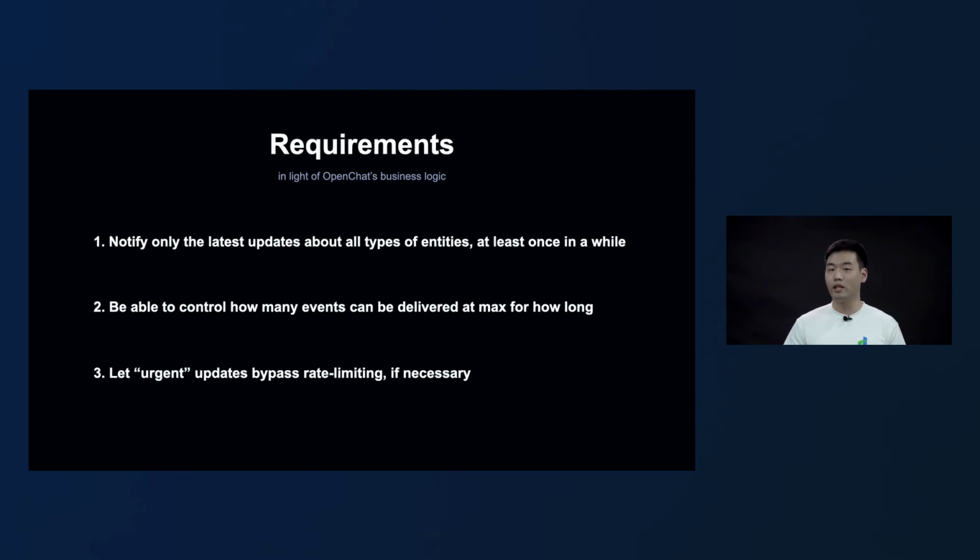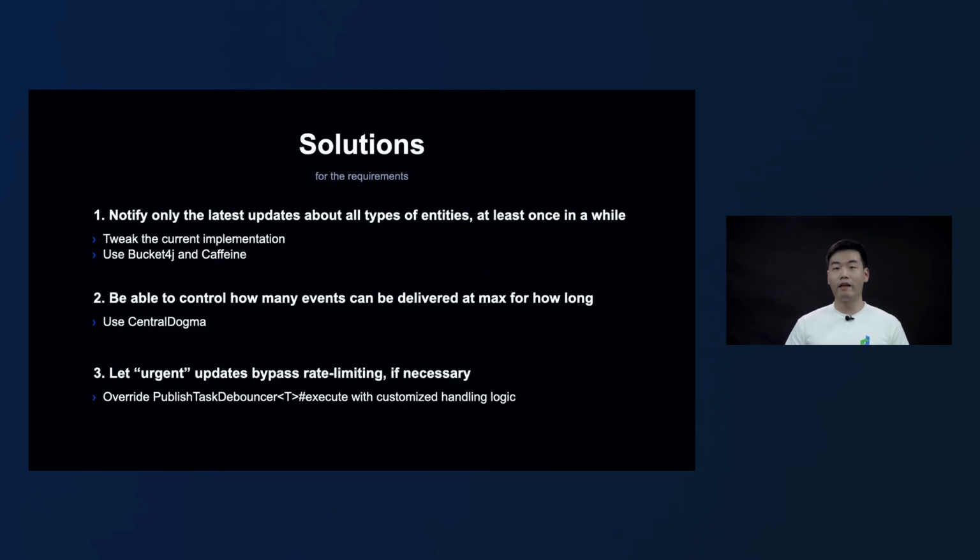The first one is the basic feature of debouncing, as we all know. Second, we want a dynamic and fine-grained control over our configurations to respond to ever-changing situations in LINE OpenChat. Lastly, we want to respect urgent updates that may bypass rate limiting. And we met those requirements by tweaking our previous implementation with the help of several libraries.